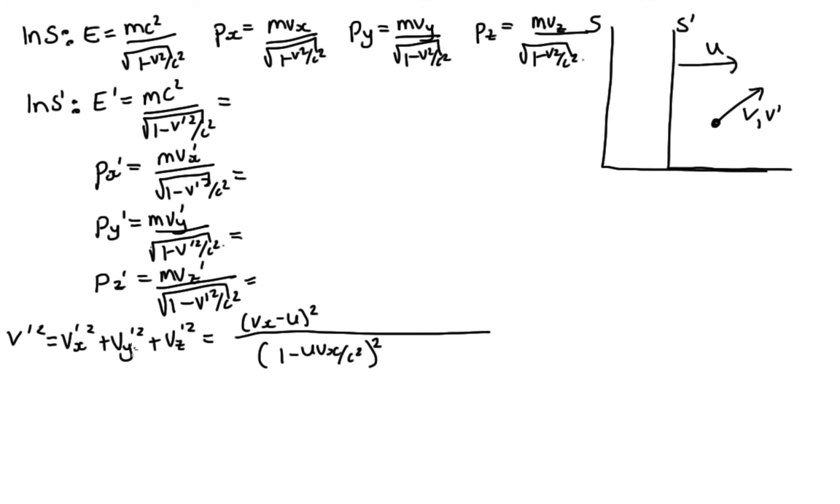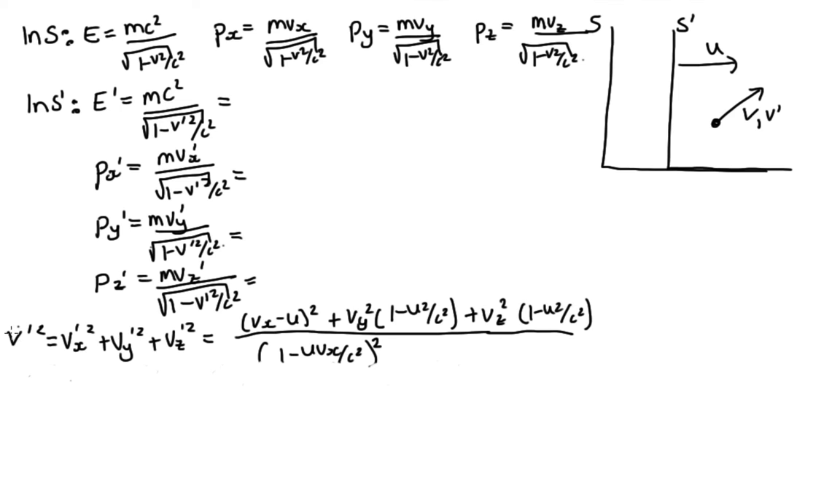And then the vy prime term, this is equal to vy times the square root of 1 minus u squared on c squared, over this. So we can put that as vy squared times 1 minus u squared on c squared, and then z and y are exactly symmetric. So we've got the plus vz squared times 1 minus u squared on c squared. So we've now got an expression for v prime squared.